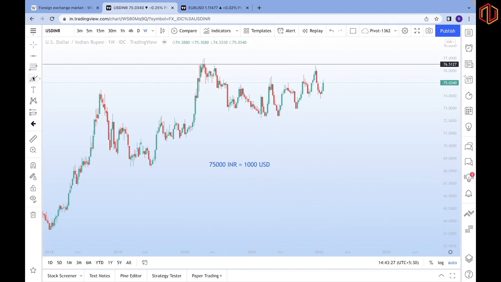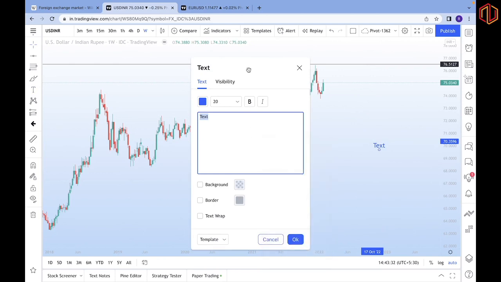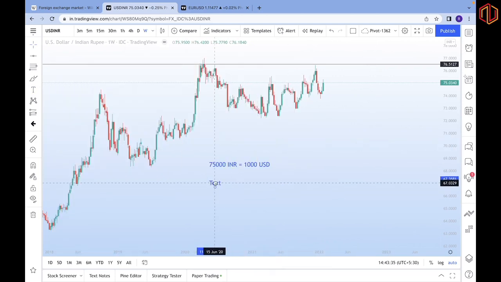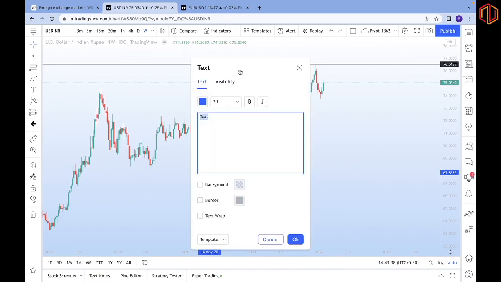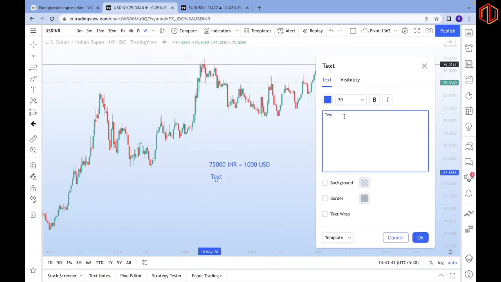Now let's say 2 weeks later, the price has reached 76.5. Now what happens to our 1000 USD? We will go back and return this 1000 USD to the broker, and in return for it, how much are we going to get back? Since the rate is at 76.5, we are going to get 76,500 INR back in return for $1,000.